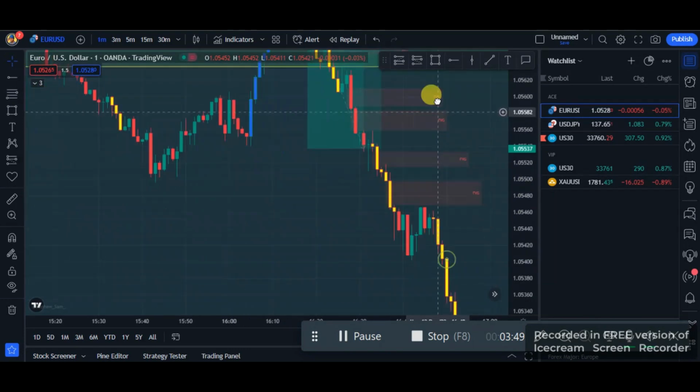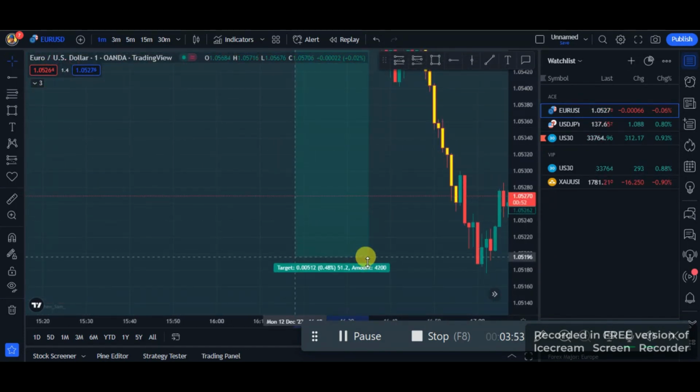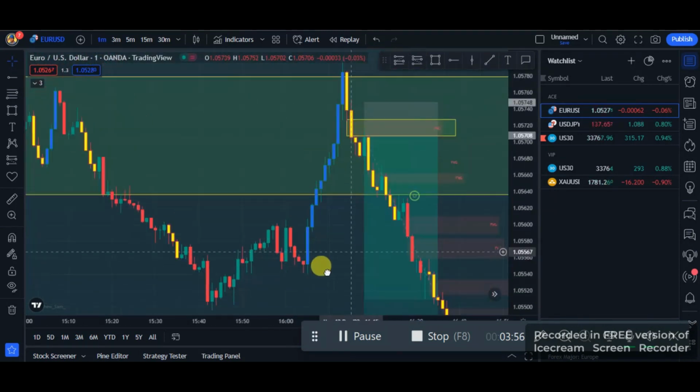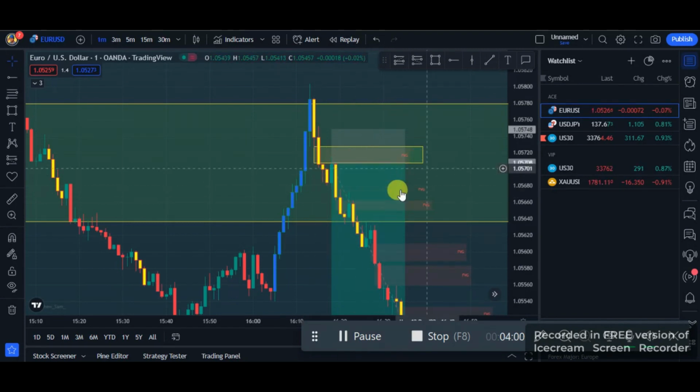And as you can see, this trade went crazy, like insane. This trade went completely nuts. So I think this is like a 13.23 to 1 on just this one single trade.